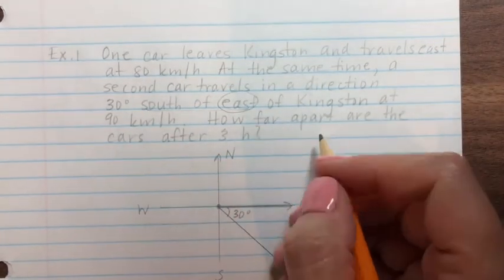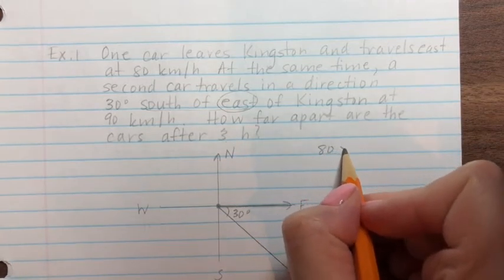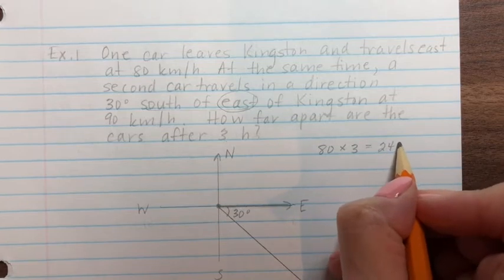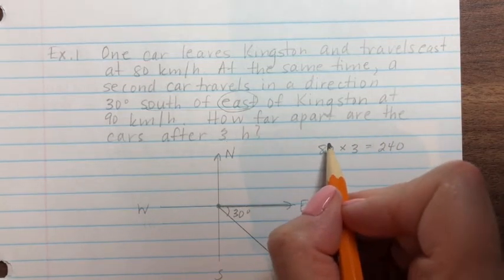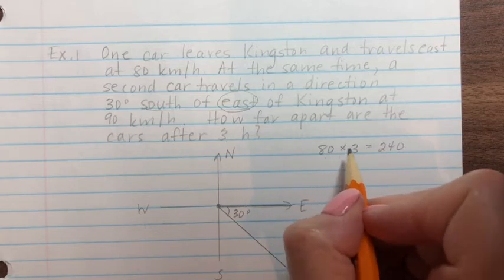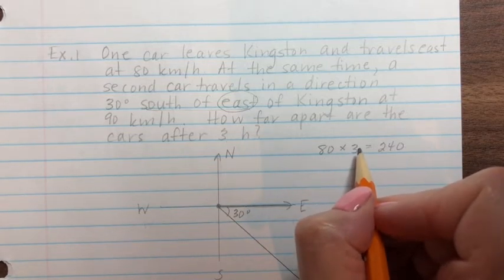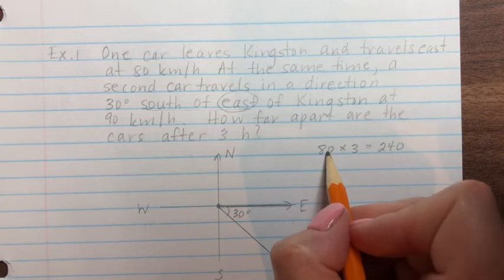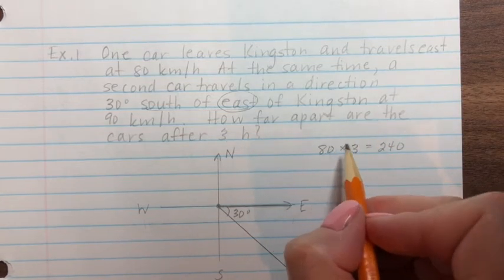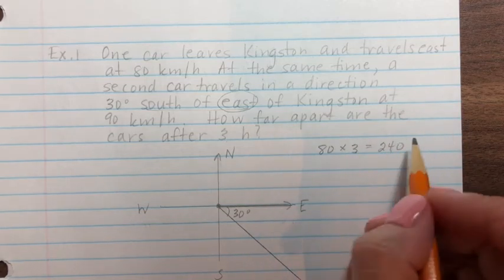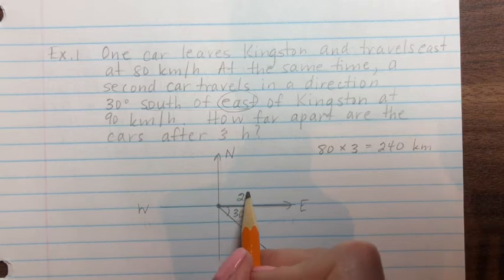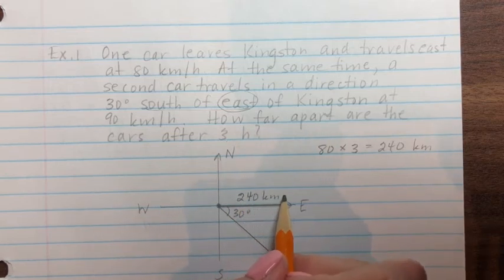And how did we get that? We take 80 times 3 to give us 240, right? 80 kilometers in the first hour, 80 in the second, 80 in the third. So you can just write that as 80 times 3. This is the speed. This is the time. So if you take speed multiplied by time, you get distance. So here it's 240 kilometers.